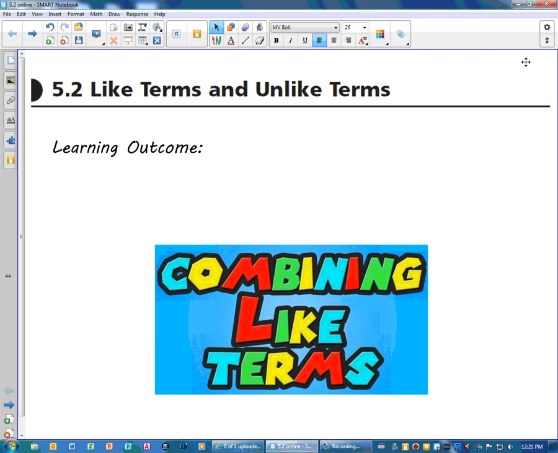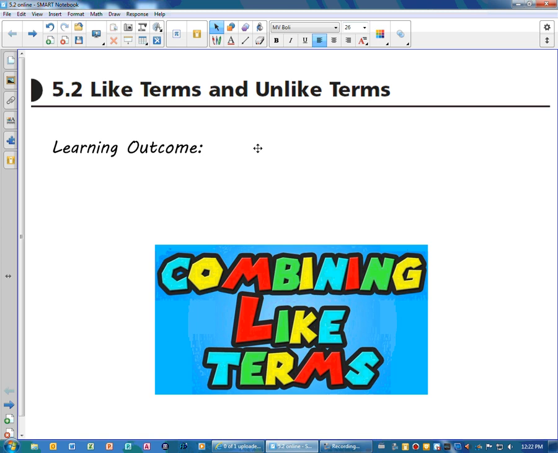Okay, Math 9, here we are, 5.2, like terms and unlike terms. Before you do this lesson video, make sure that you have completed your 5.2 skill builder and all of your 5.1 stuff, quiz, skill builder, practice, lesson, everything like that. So don't start 5.2 until everything has been ticked off beforehand for 5.1 on your front page.